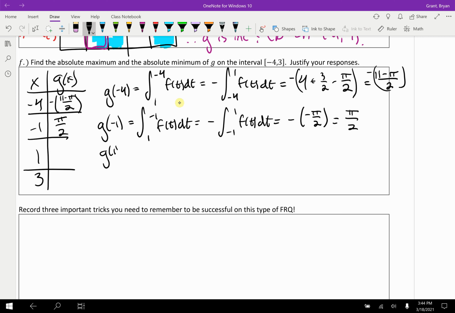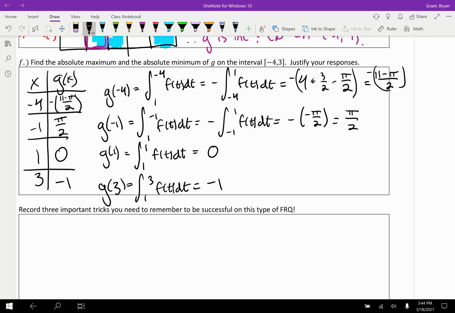G of 1 is very quick. We're going from 1 to itself. And whenever you measure the area of a point to itself, the area is always 0. Last but not least, G of 3. 1 to 3, we're finally going in the right direction. Don't forget that this was the area of our triangle, which I think we found was negative 1 here.